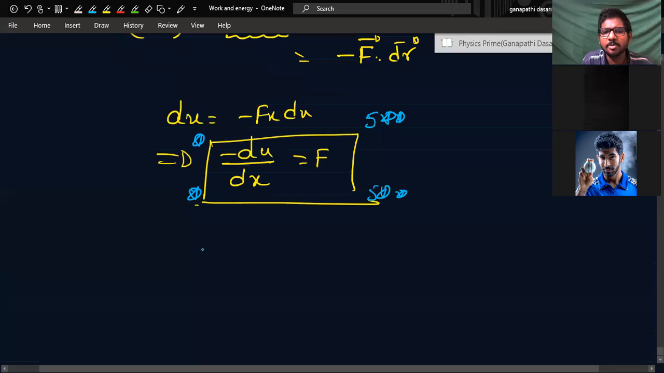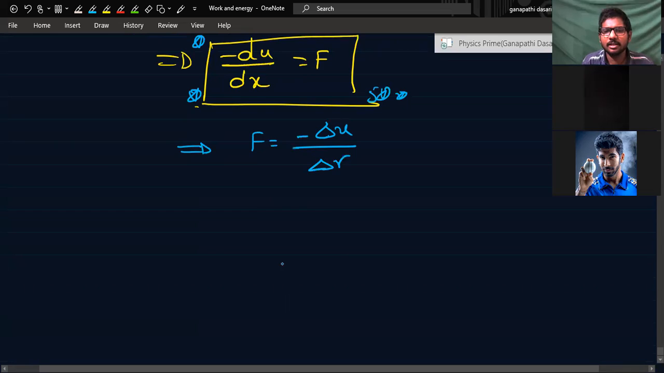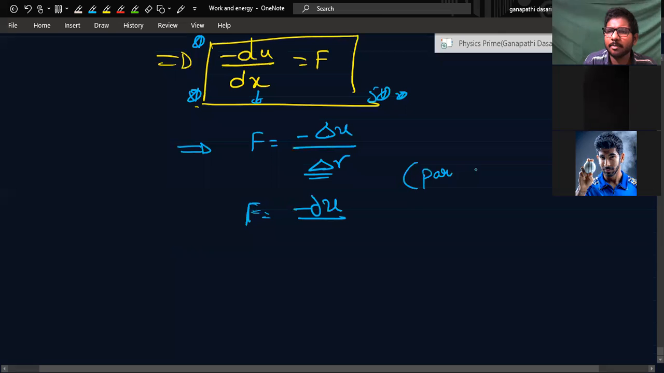This formula is sometimes written like this: F is equal to minus del U by del r. Do you know partial differentiation? If it is r, it is only one direction. If there is a three-dimensional force, you need to do partial differentiation. In mathematics, you might have learned about this.